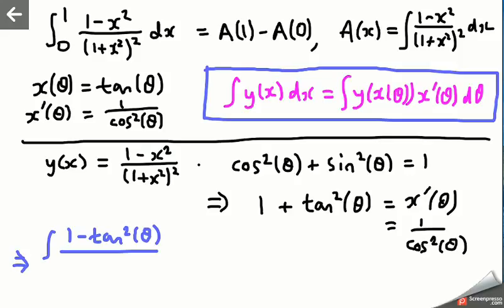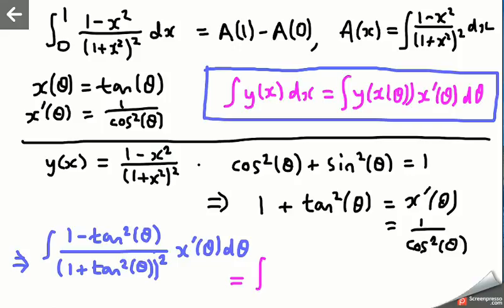On the bottom, we've got 1 plus x squared, so 1 plus tangent of theta squared. And then that whole thing is squared. And of course, we're going to multiply this by x prime of theta, d theta. Okay, and so this is equal to the antiderivative of, well, we don't have any special way of writing 1 minus tangent of theta squared on top, so we're going to leave that alone, 1 minus tangent of theta squared.